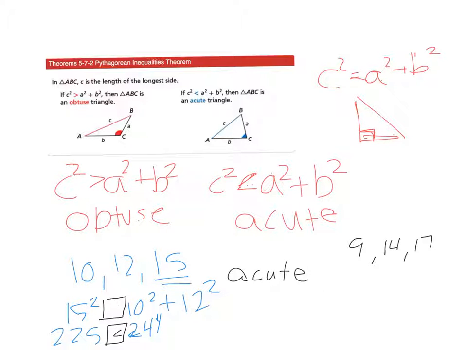Let's do one more. Let's try 9, 14, 17. So again, I'm starting with my c squared, 17, which is 289. 289 is compared to 81 plus 196. Well, 81 plus 196 is 277, and I know that 289 is greater than 277, so this is an obtuse triangle.